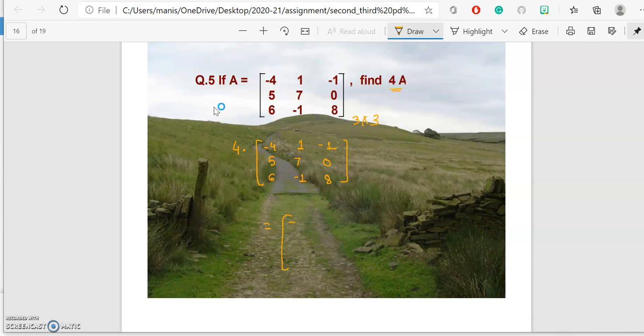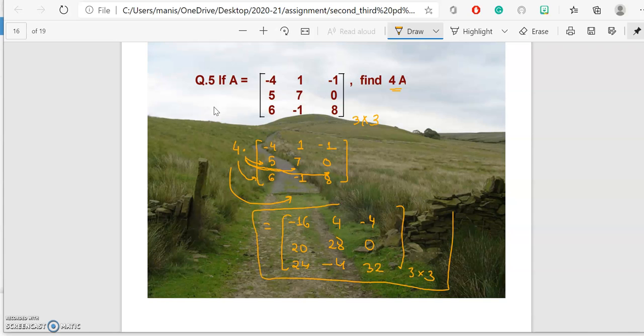So 4 times negative 4 gives me negative 16. 4 times 1 gives me 4. 4 times negative 1 gives me negative 4. Then 4 times 5 gives me 20. 4 times 7 gives me 28. 4 times 0 gives me 0. Then 4 times 6 gives me 24. 4 times negative 1 gives me negative 4. And 4 times 8 gives me 32. And the order of this matrix is 3 by 3. So this is how you multiply a scalar quantity with a matrix.